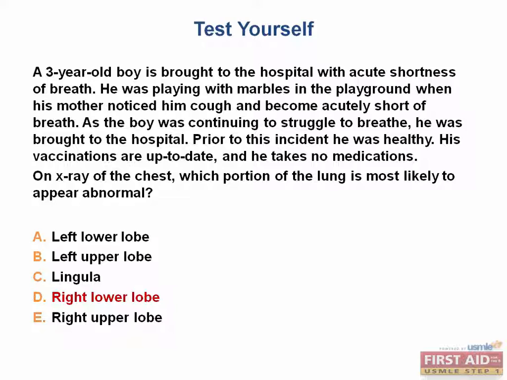The answer is right lower lobe. Acute shortness of breath in young, healthy children is most often due to aspiration of small objects. The right main bronchus is more vertical and wider than the left, and aspirated particles are more likely to lodge at the junction of the right inferior and right middle bronchi. If the object aspirated is radiopaque, like a quarter, which is very commonly aspirated, then you'd be able to see it on a chest X-ray.